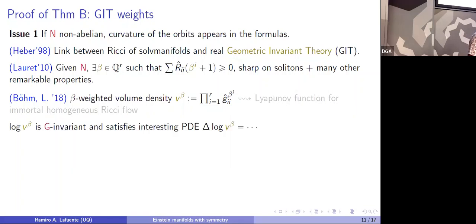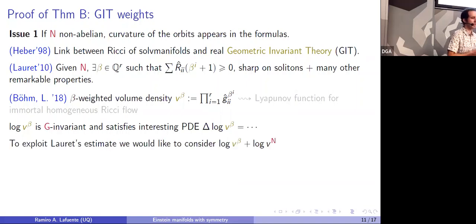Somehow then we thought, okay, this is a function we need to consider, and then we need to obtain a nice PDE for this beta volume density, so to speak. It satisfies a nice PDE, but it's not greater than or equal to 0. So it doesn't give you anything straight away, right? You cannot apply the maximum principle to the PDE that we get here, right?